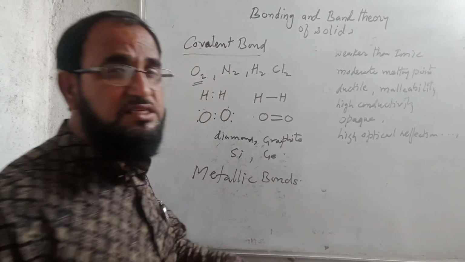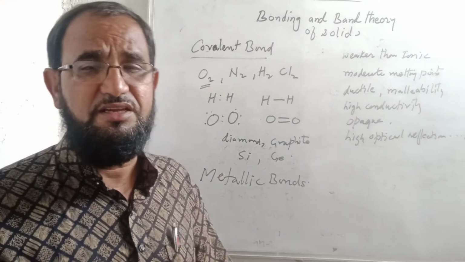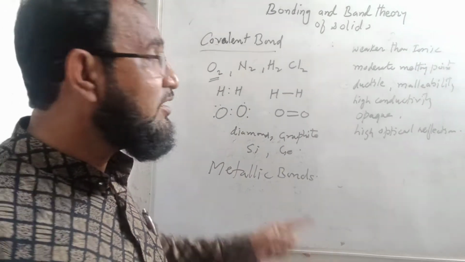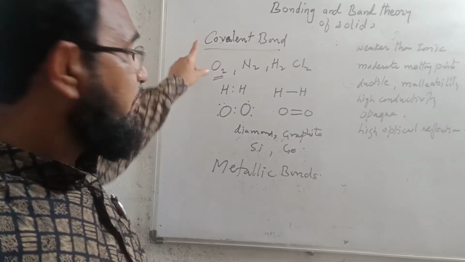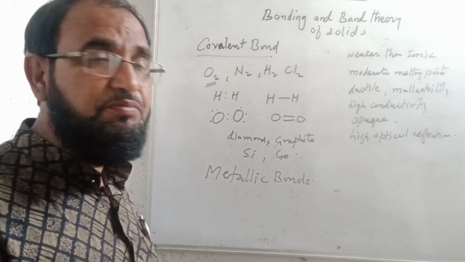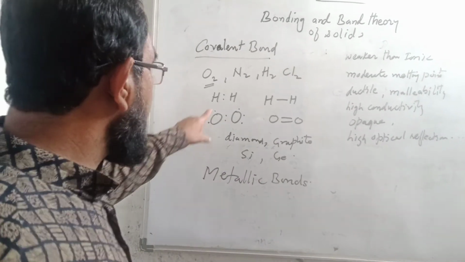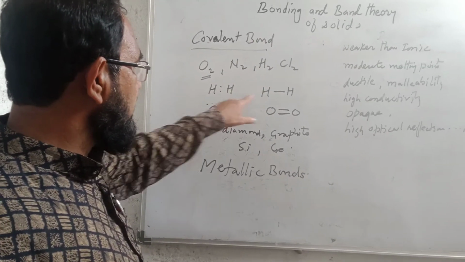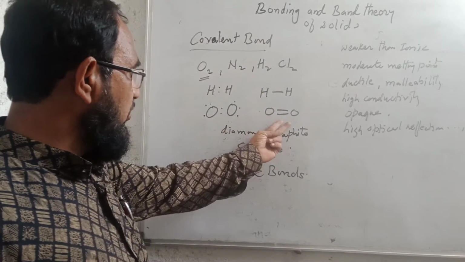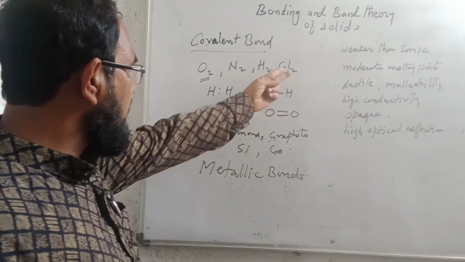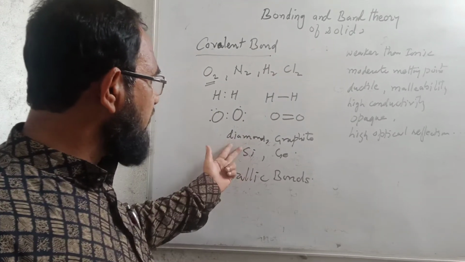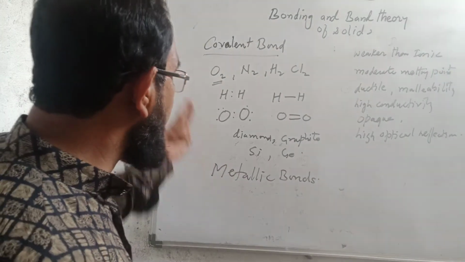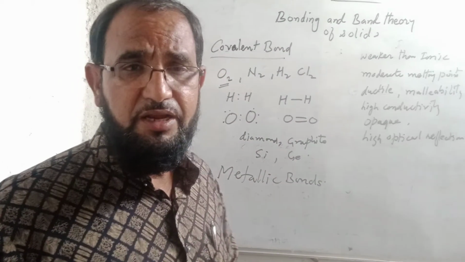Means there is no transfer of electron. In the case of the ionic bond, the electron gets permanently transferred, but here the electron is not transferred, rather the sharing of the electron takes place to become octet. Take the example of hydrogen gas, H2, means there is a single bond. O2 means double bond. Take chlorine as an example. Take the example of diamond, graphite, silicon, germanium. All these are examples of the covalent bonding.